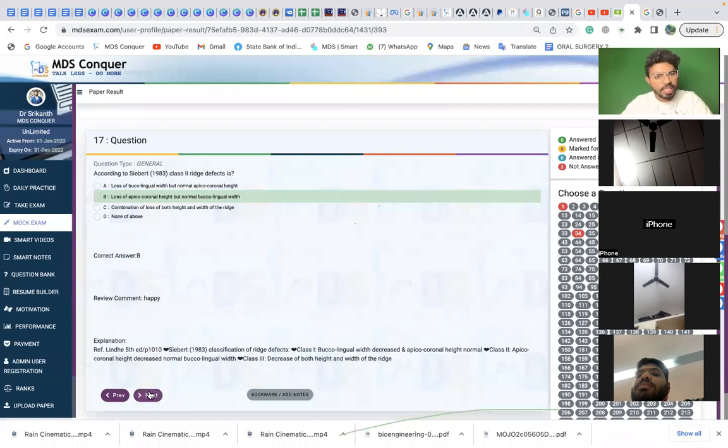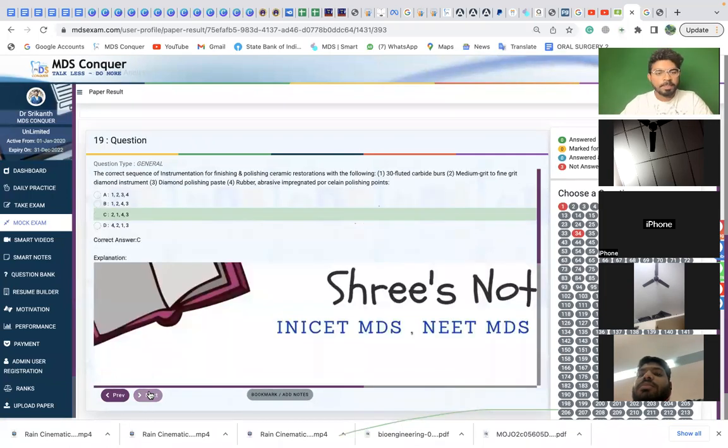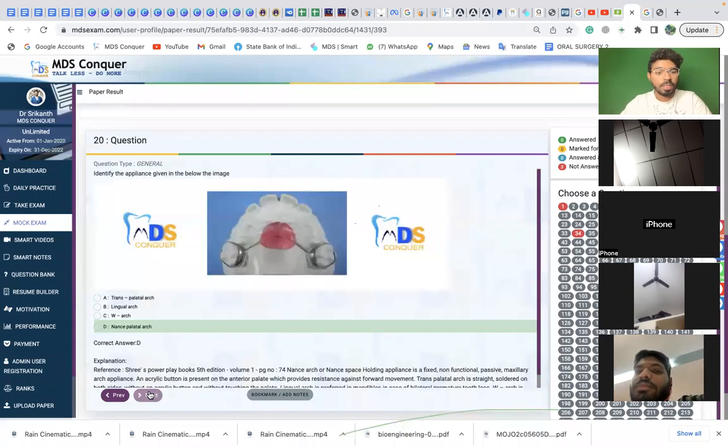MTA composition, easy. Sibbert's classification, easy. Formocresol pulpotomy, easy. I don't know how many of you are familiar with polishing, so I'll consider this as known difficult or unknown easy. Okay, so I'm not going to consider this. I mean, it's an easy thing. Like if you're in preparation, unless you're not exposed to this, that sounds odd, but it's a very, very easy diagram based question.